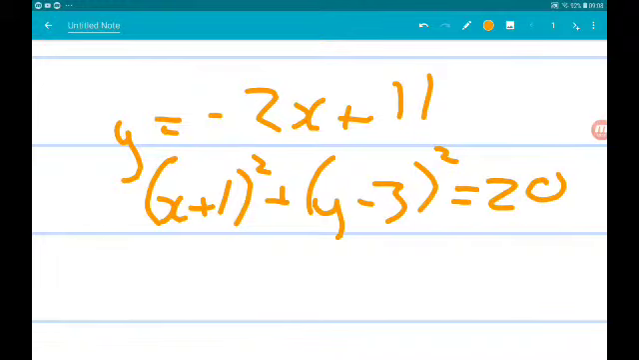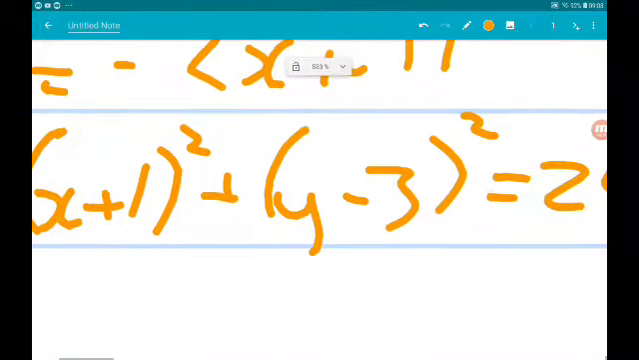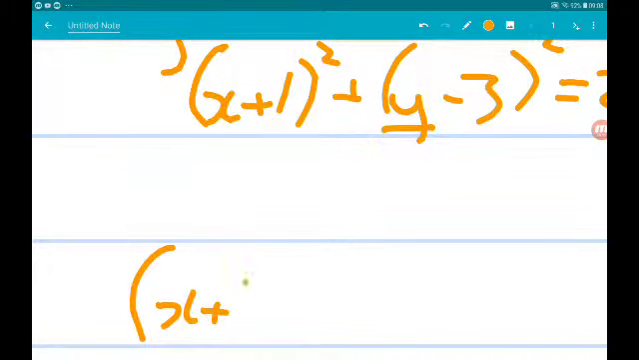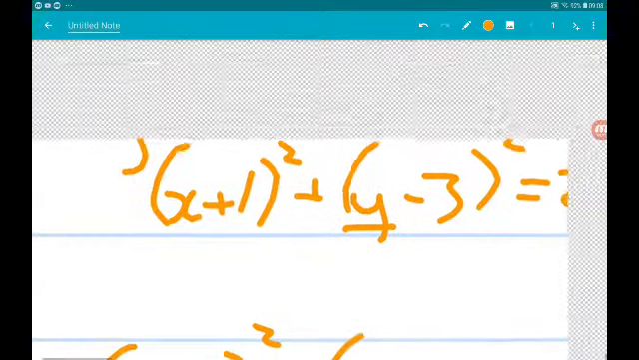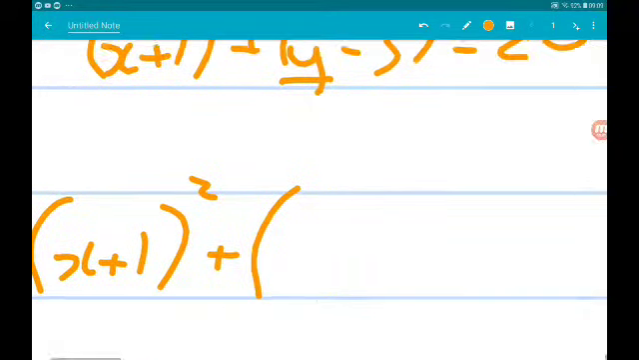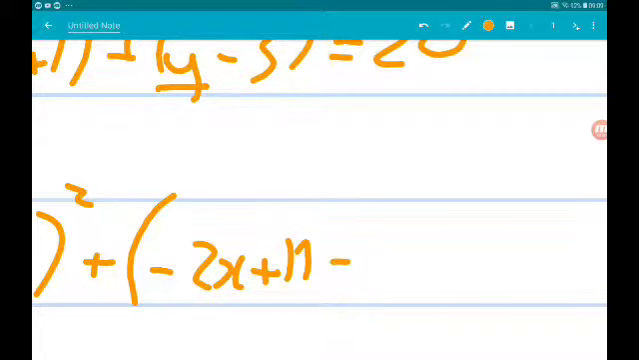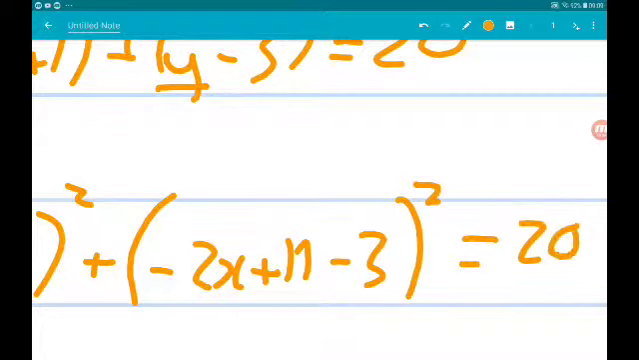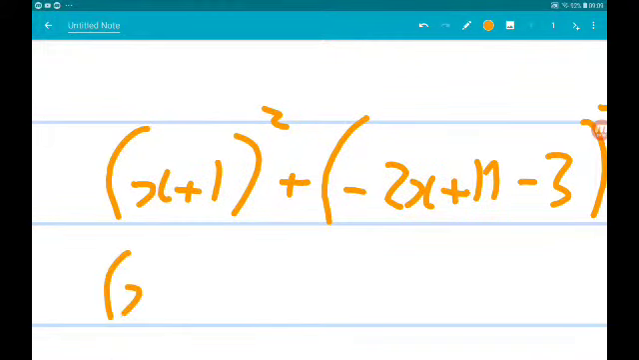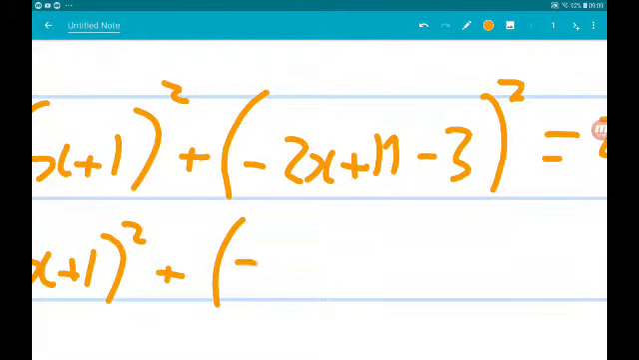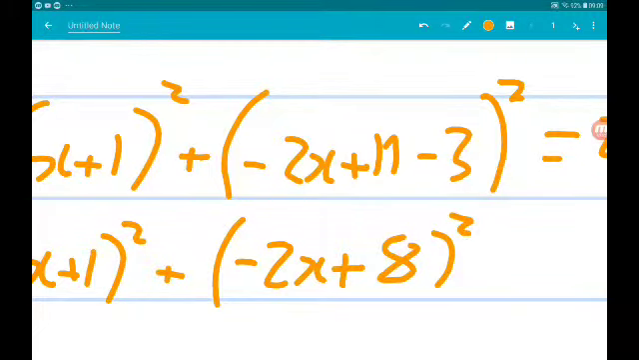Okay, so we're now solving these simultaneously. We need to use substitution. So we know that y is minus 2x plus 11, so we're going to put that in there. So we are going to get (x plus 1) squared plus (minus 2x plus 11 minus 3) all squared is equal to 20. So (x plus 1) squared plus (minus 2x plus 8) squared is equal to 20.